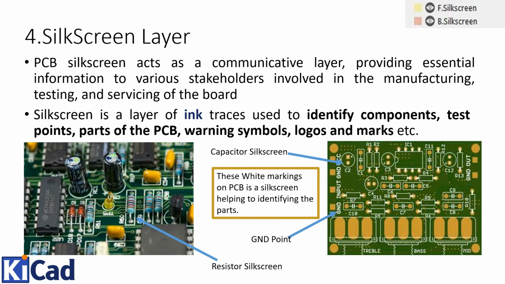Over here you can see that this white line around the resistor is actually the marking of the resistor that is done in the silk screen layer. Similarly, along with this rectangle of the resistor, you have the designator, which is the reference designator. Similarly, over here, this is the pad for ground, and you can see that G and D are written in silk screen, which means ground. And over here you can see the capacitor silk screen. Similarly, these white markings on the PCB are silk screen helping to identify the parts.